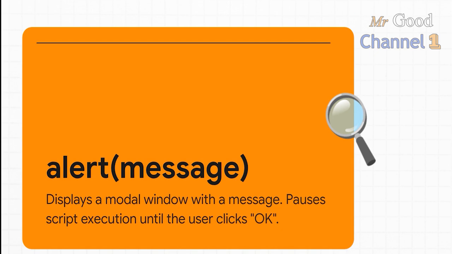First up, we have alert. This one's about as simple as it gets. It just pops up a little window with whatever message you give it and an OK button. The really key thing to know about alert is that it's what we call modal. That means it literally pauses everything. Your whole script just stops dead in its tracks until the user clicks OK.